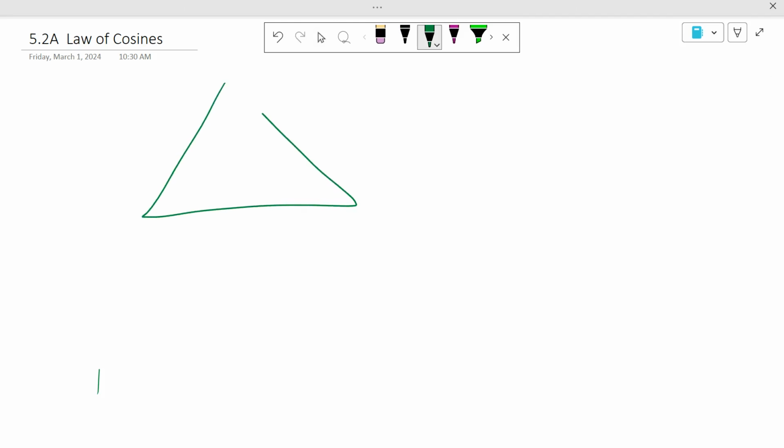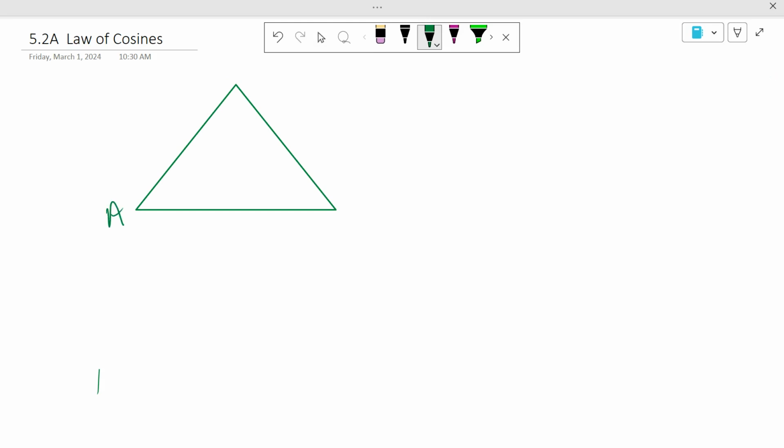So when we did the law of sines, you had to have opposites. Okay, you had to know opposites. So you had to have C and C, A and A, B and B. You had to have one set that you knew plus one other thing.